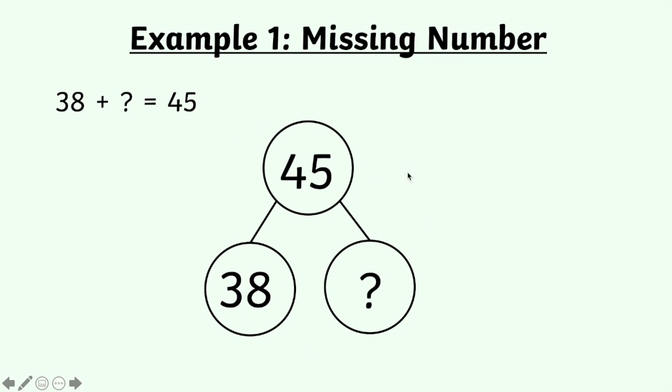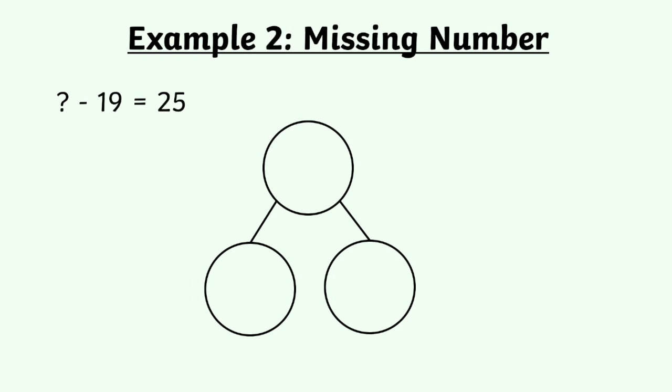Now that I've written this as a part-whole, I can see that actually I can work out what the missing part is by doing 45 take away 38, and that will give me my answer. And in this case, the answer would have been 7. And I could go on and check that by doing 38 add 7 equals 45. Let's have a look at another missing number example.